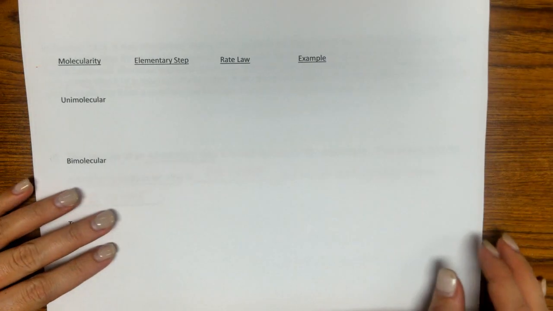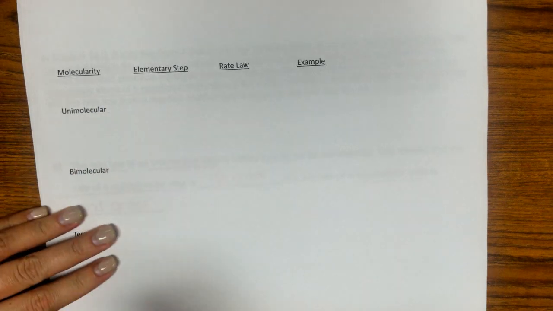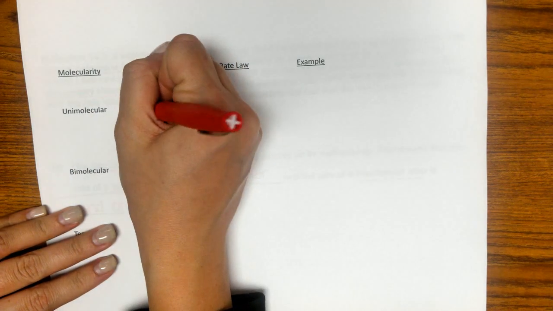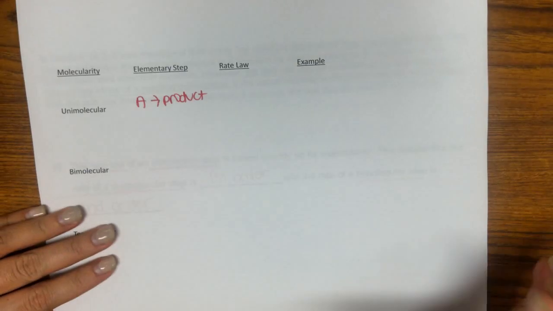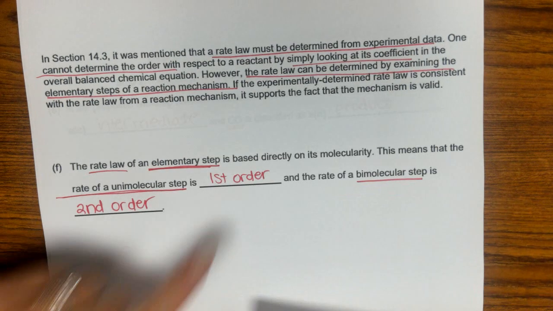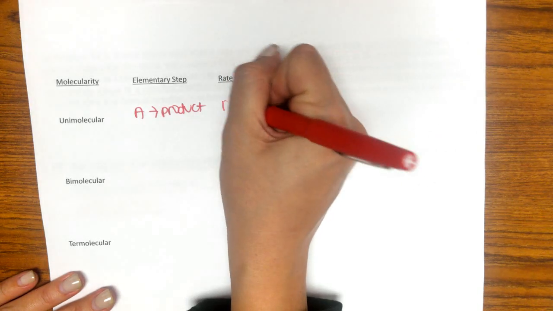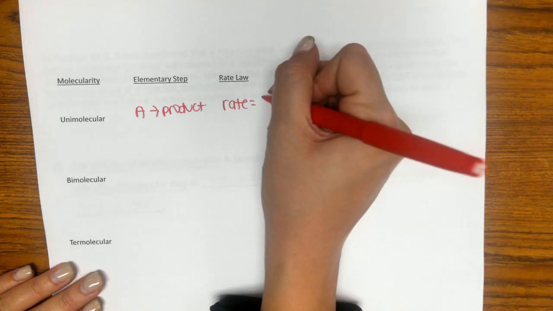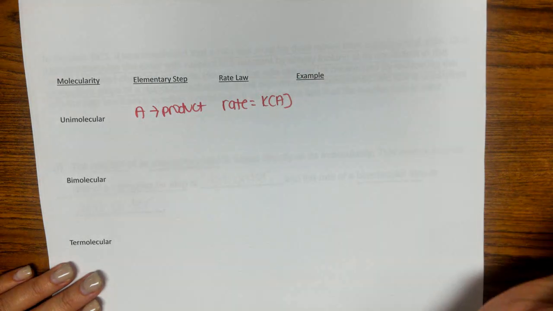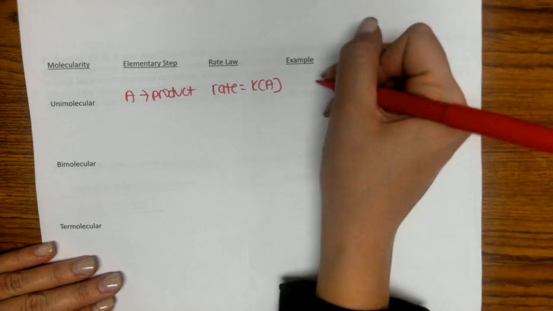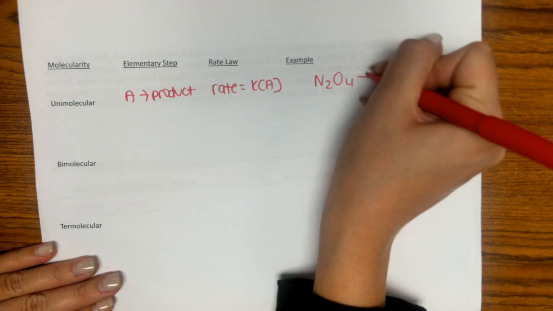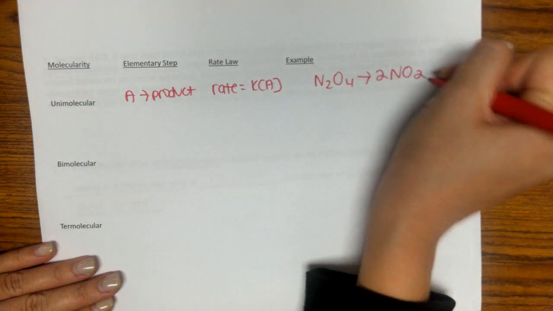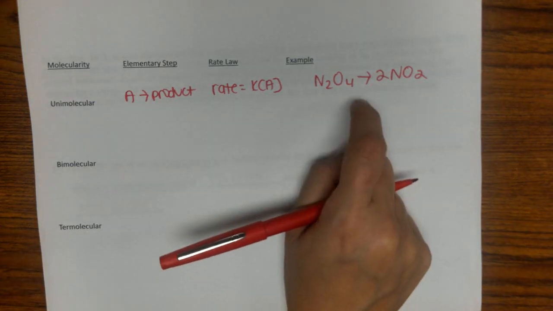And so a unimolecular reaction, what it looks like, again, you have something and it makes a product. And unimolecular is going to be a first order reaction. So the rate for that step, now I'm saying that step, not the entire reaction, is rate equals k[A]. An example of that would be N2O4 will break down into this. That's a unimolecular step, just one reactant.